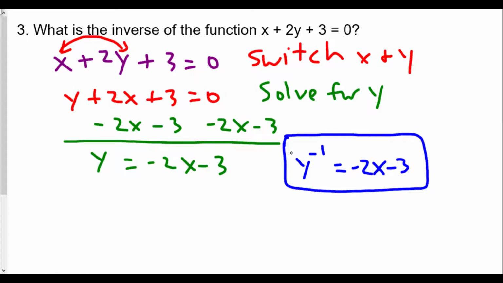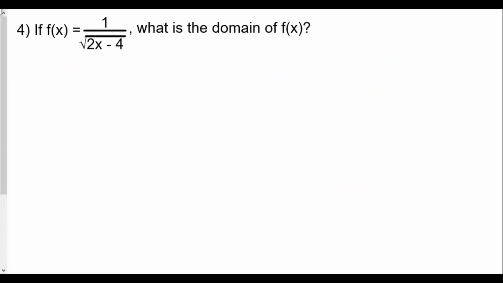All right, now for number 4. What is the domain? f of x was 1 over the square root of 2x minus 4. What is the domain of f of x? In this situation, there's a couple of things we have to consider. Since we're only using real numbers, we consider the radical here, the square root in this case, that the square root of 2x minus 4 has to be positive. It has to be greater than or equal to 0.